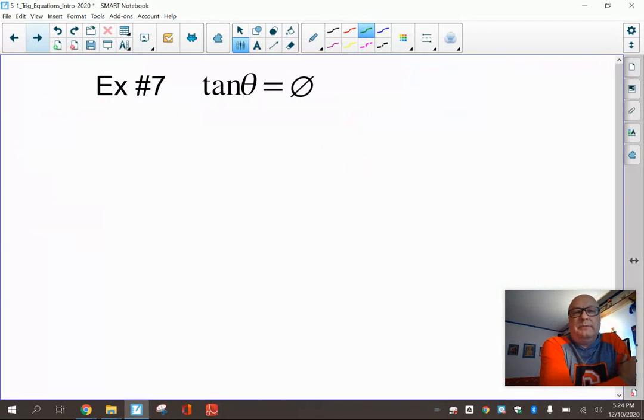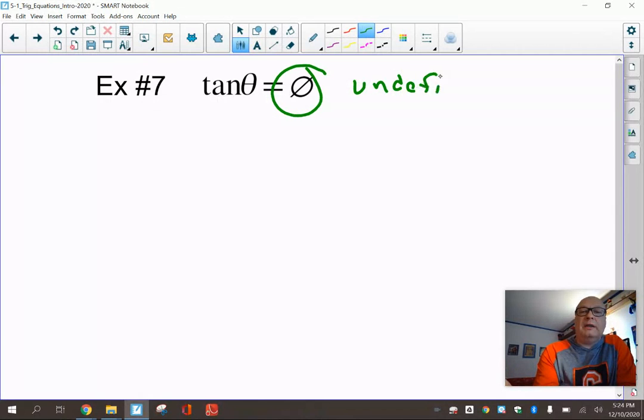So here's the next one. So this question is, this little symbol here is undefined. I could use the word undefined if I wanted to, but pause for a second here and try to figure out if you know where the tangent is undefined.